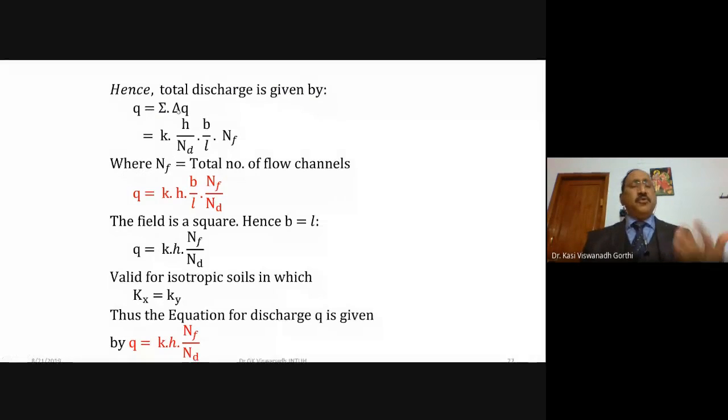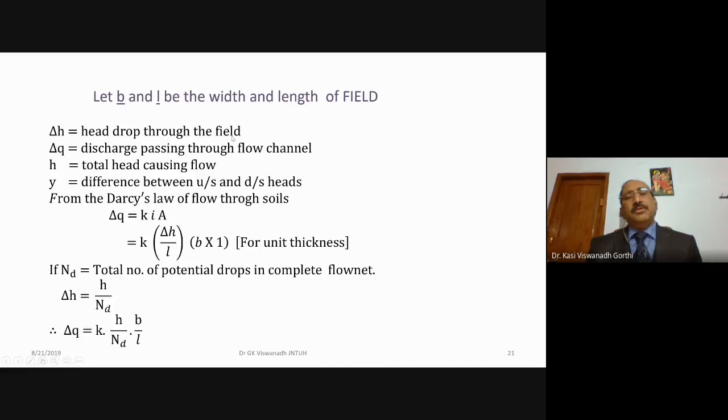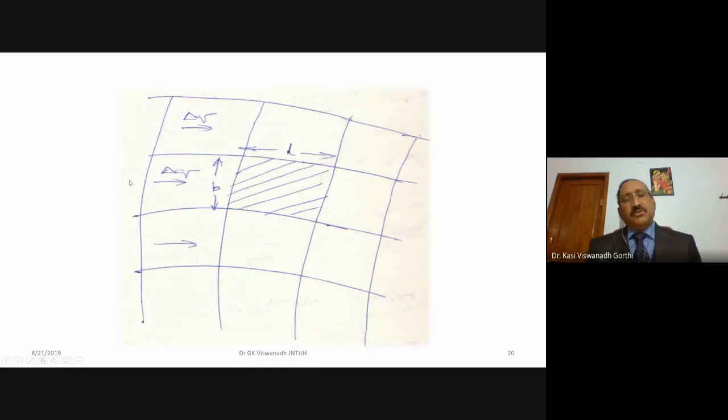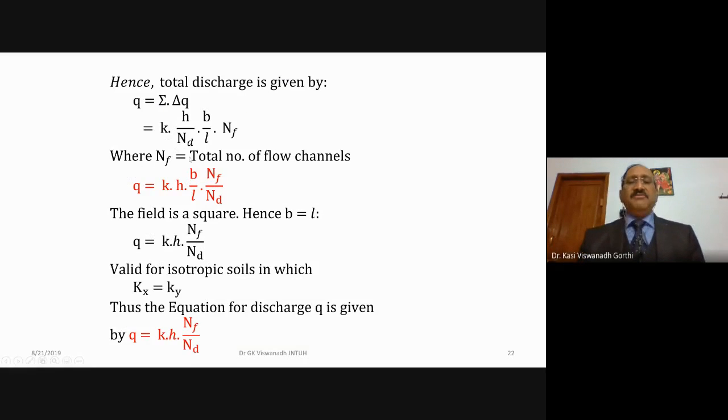If there are several flow channels, then the algebraic sum of all these flows, the seepages, will be equal to the total discharge. So Q will be equal to sigma delta Q, so K into H by ND into B by L into NF, the number of flow channels which are available. In the figure you can see this is one flow channel, this is another flow channel. Between two successive streamlines, it is called the flow channel. So NF is the total number of flow channels. Then the discharge Q will be equal to K into H into B by L into NF by ND.